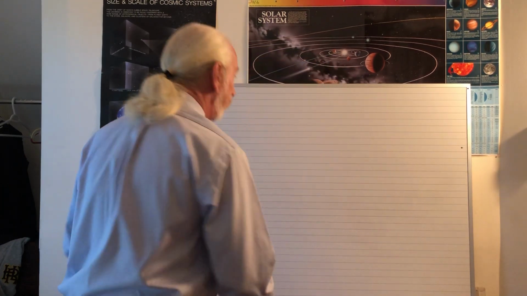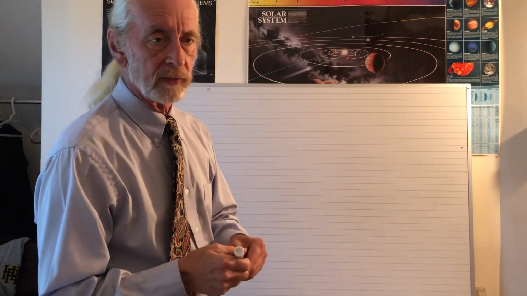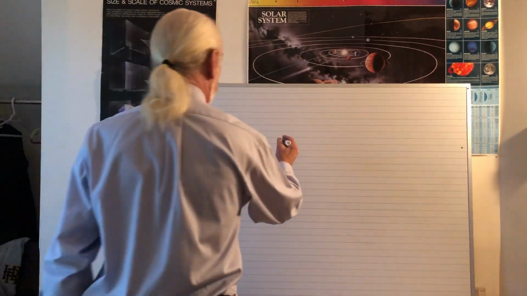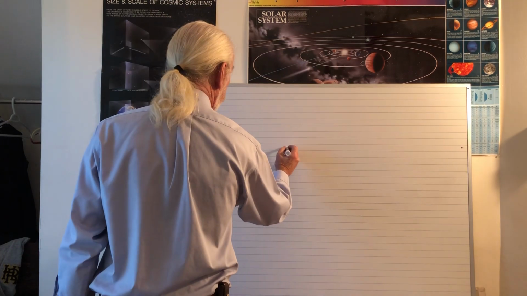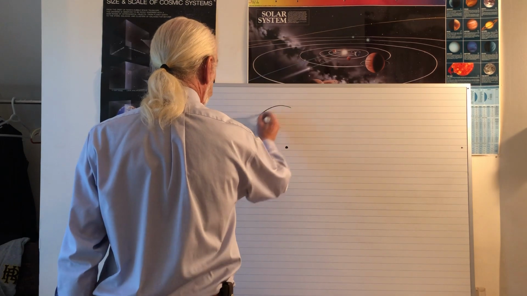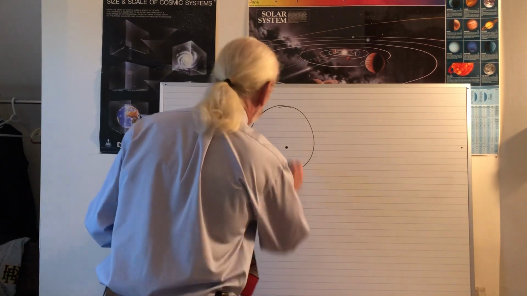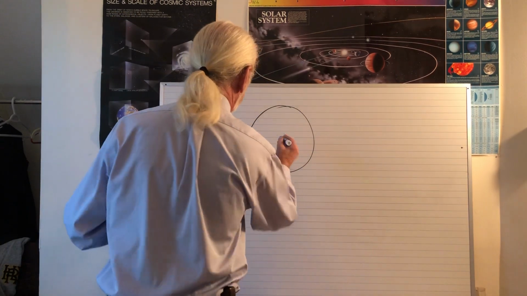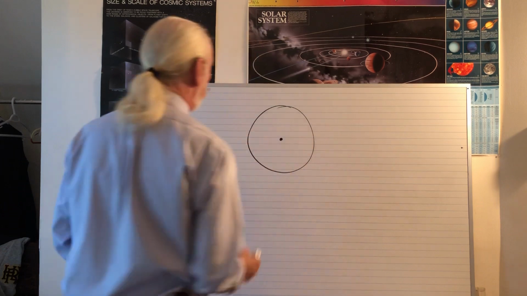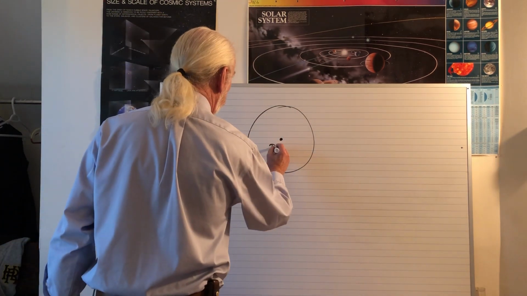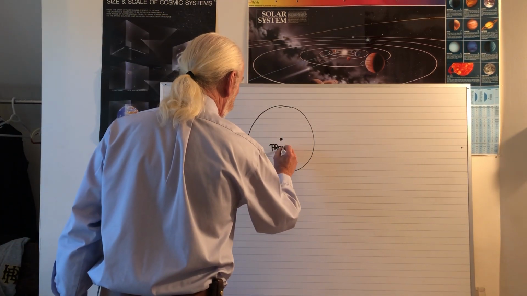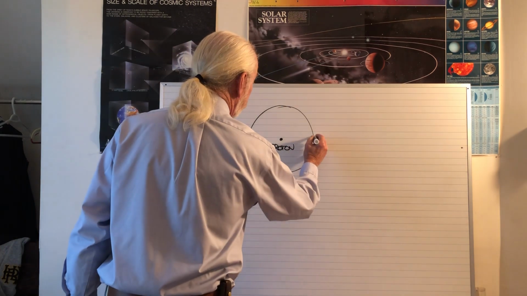We'll start with a very simple atom, the simplest of all atoms, a hydrogen atom. A hydrogen atom has a single proton in the center and an electron orbiting around it. Now, let me zero that in a little bit better. Okay, so there's my proton. Here's my electron.